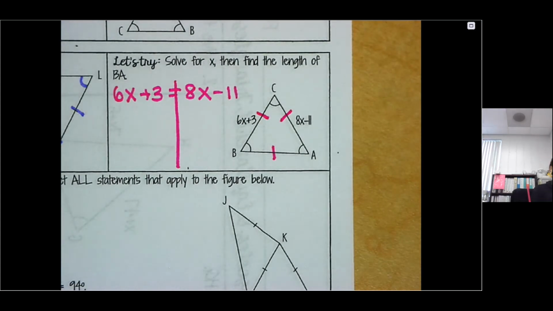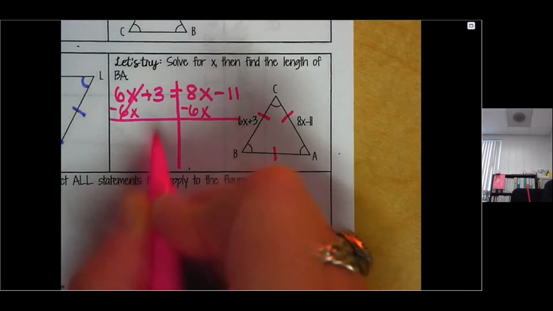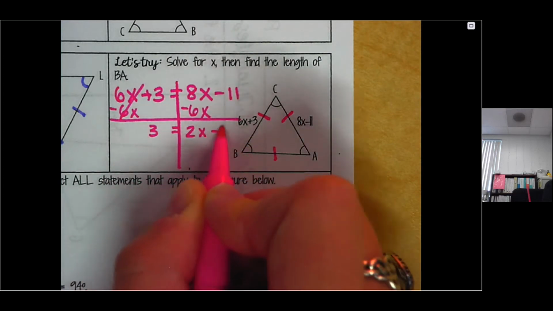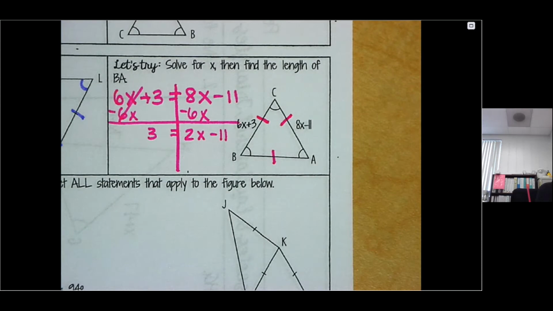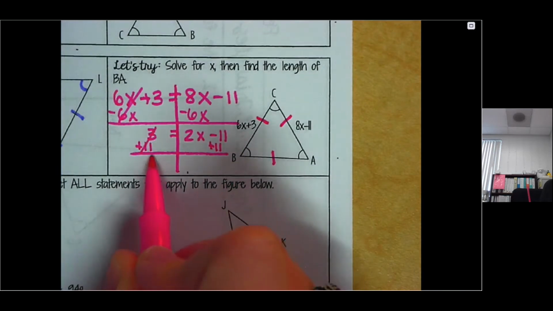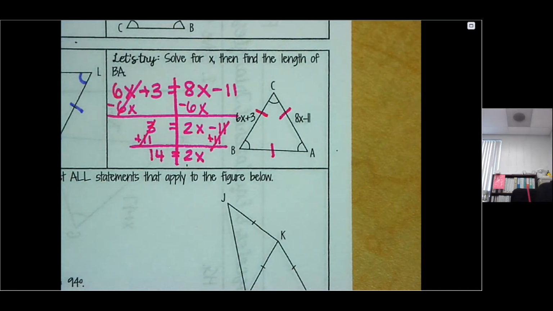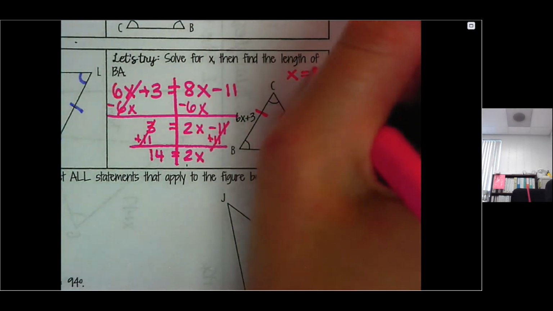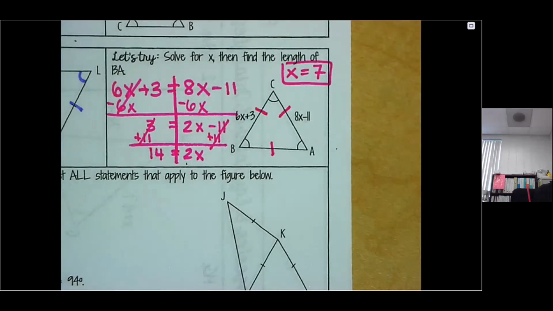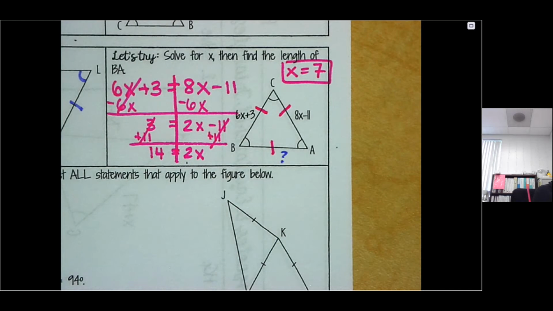Which one? Okay. Okay, then what? Wrote that a little too big, didn't I? 14 equals 2x. What does that mean x has to be? 7. Okay, so x is 7, but the question asks me for the length of BA. How am I going to figure out what this length is over here?